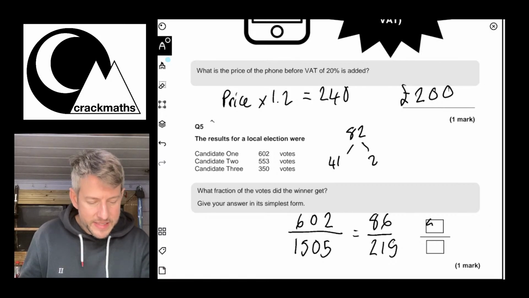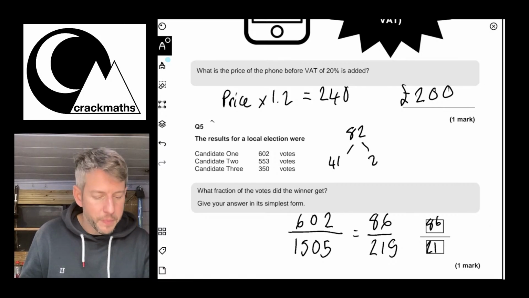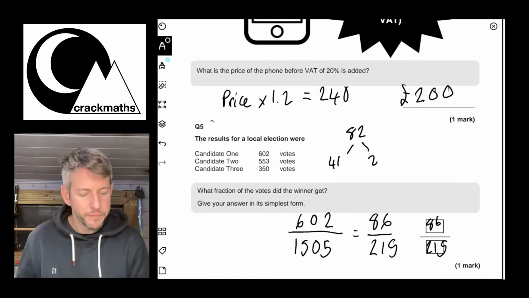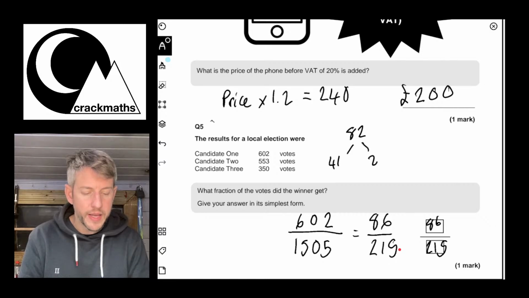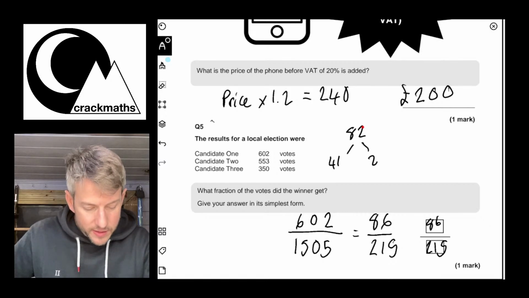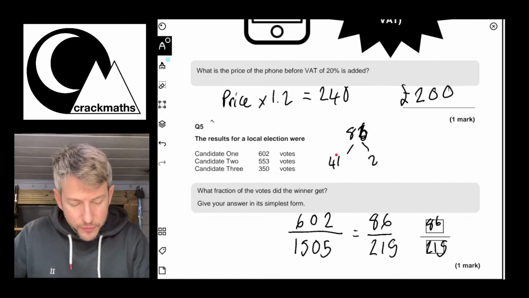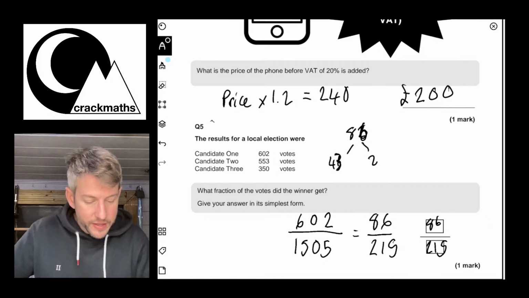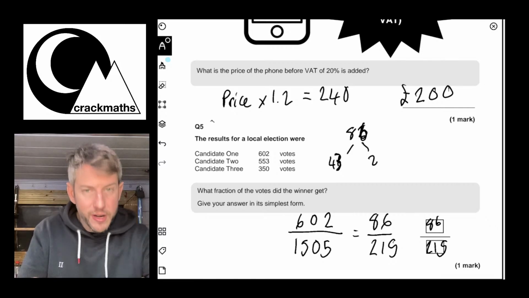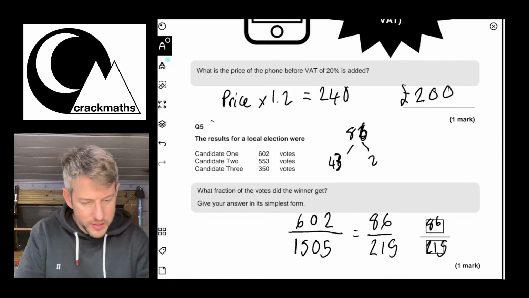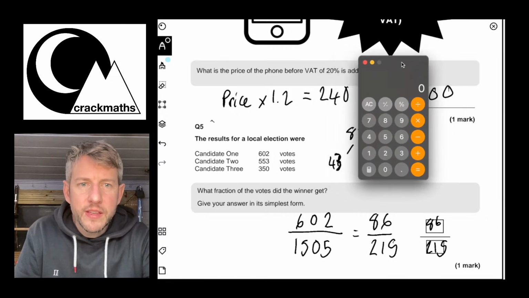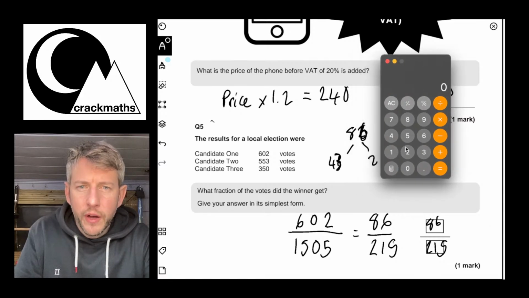This is it. 86 over 215. That cannot be simplified anymore, because I know that 215 can't be divided by 2. I don't think it can be divided by 41. Oh, one second. Sorry, I've gone really wrong. 86, so that's 43. Oh, they both divide by 43. One second, because let's just double check this.